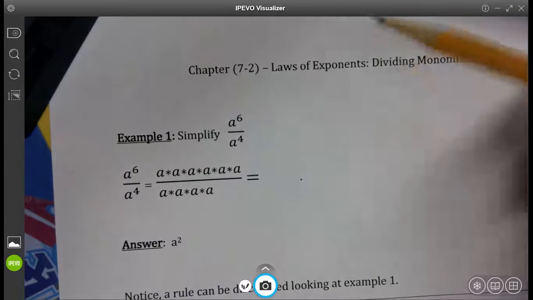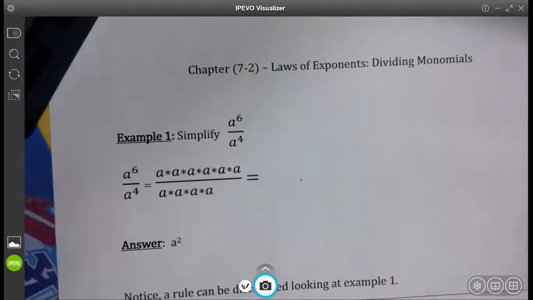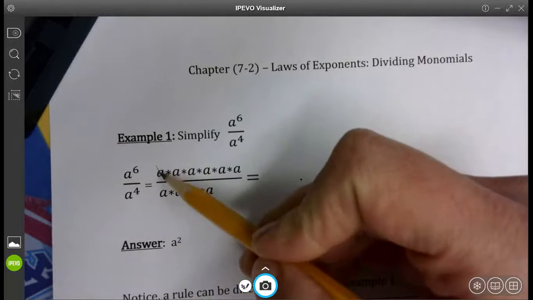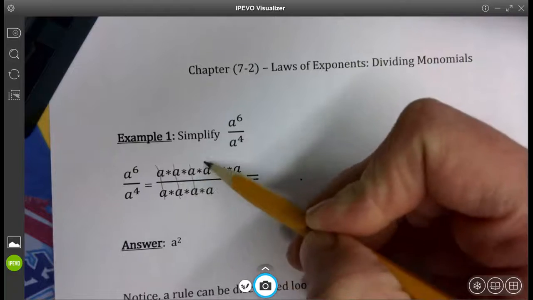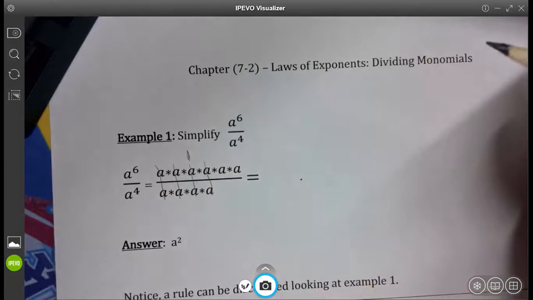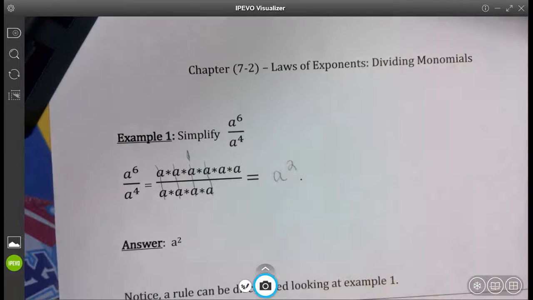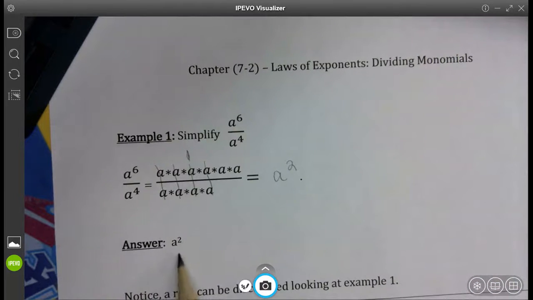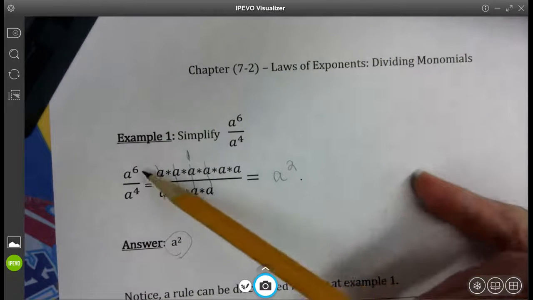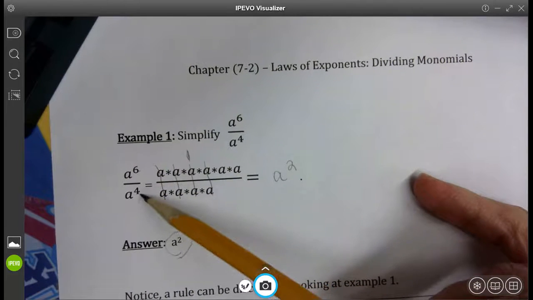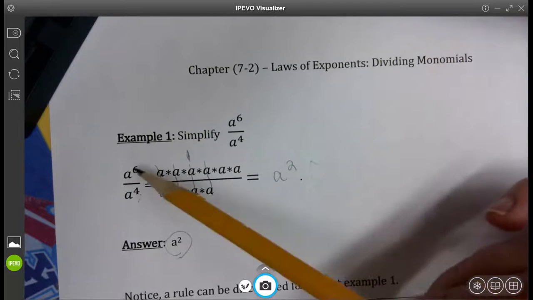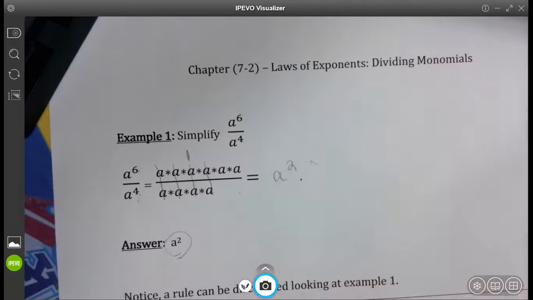So if we have a to the sixth divided by a to the fourth, that means we have 6 a's multiplied and 4 a's multiplied. Anything divided by itself is 1, so we really shouldn't say cancel, but it simplifies to a to the 1. 1 times a is a squared. Notice, what's 6 minus 4? 2. So we could have just subtracted rather than writing it all out and canceling things out.